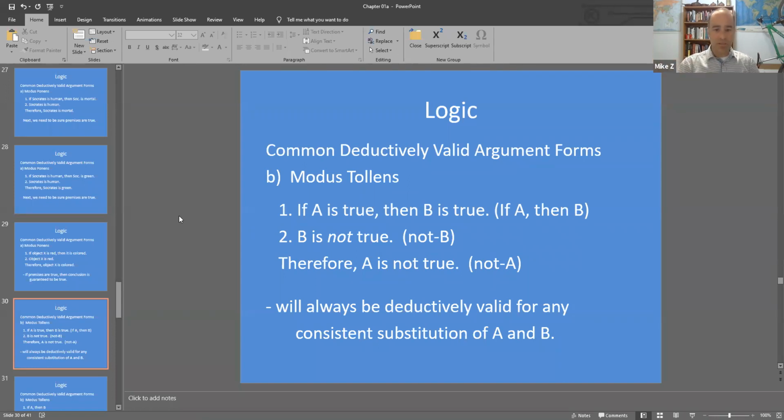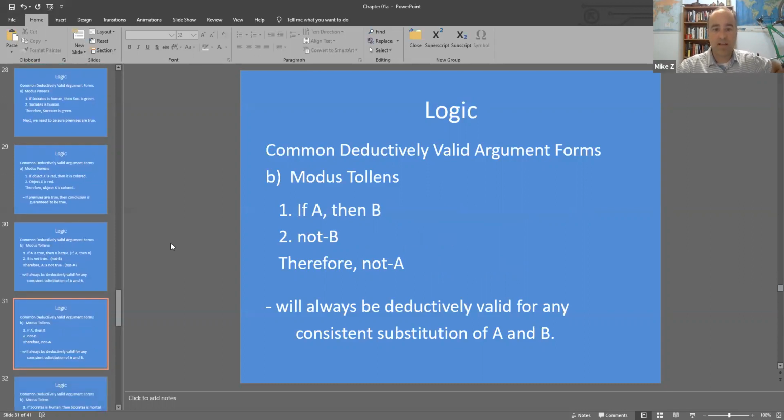And just like with modus ponens, this argument will turn out to be deductively valid no matter what we substitute in for A and B, as long as we substitute them in a consistent way. We don't switch what A is from premise one to the conclusion or something like that. As long as it's a consistent substitution, it doesn't matter what A and B actually are. This argument will be deductively valid. Again, it's another question whether it's deductively sound. Once we do a substitution, we'd have to assess whether these premises are really true to determine whether it's deductively sound, but it will be deductively valid every time. Here's just the shorter version of modus tollens.